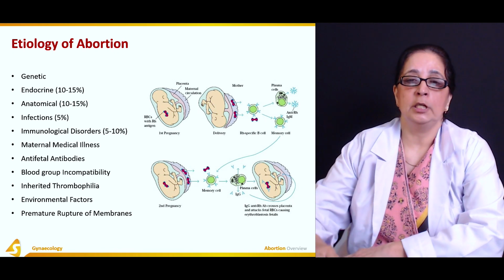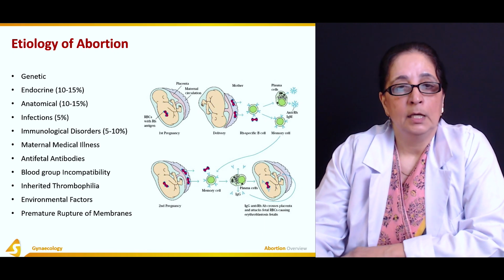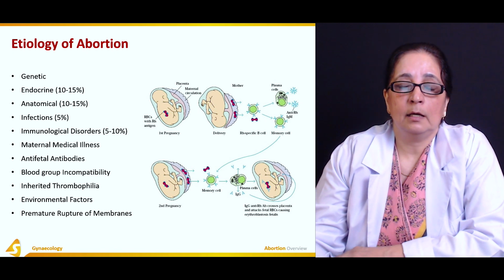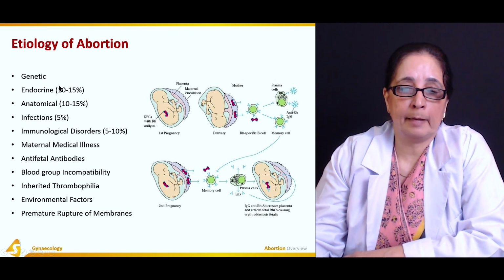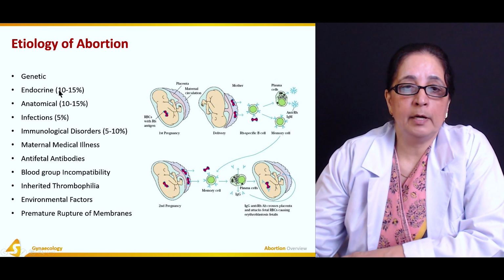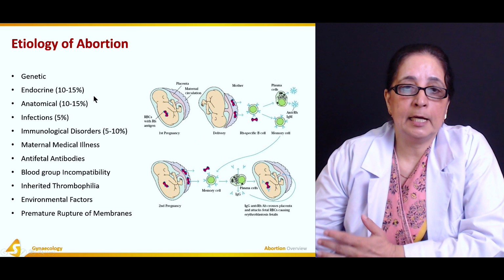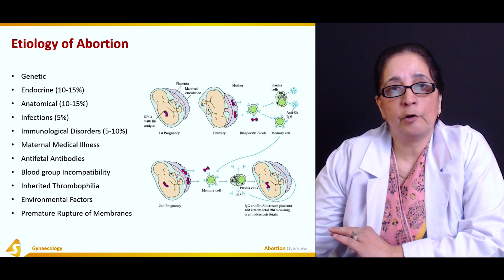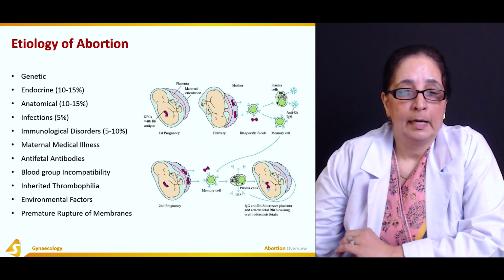Then etiology. Etiology means the different causes of abortion. So it can be genetic, especially in the first trimester, the first 12 weeks. If there is abortion, usually the cause is genetic and chromosomal abnormalities. Endocrine disorders also can lead to abortion, 10 to 15%, diseases like diabetes and thyroid disorders. All these can lead to abortions.